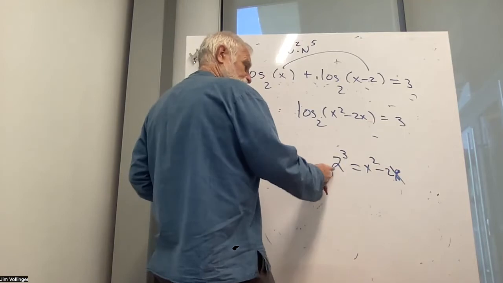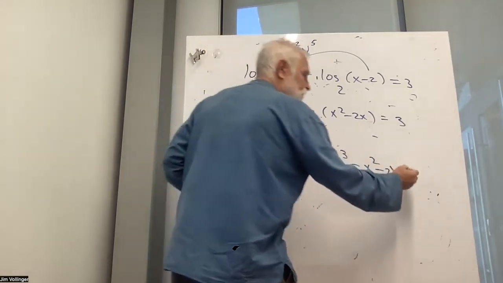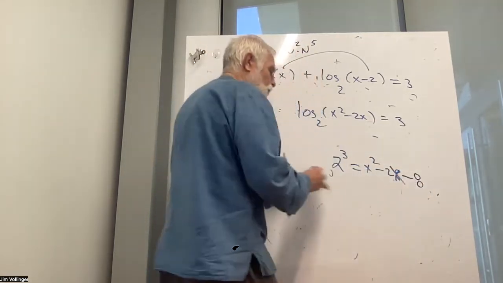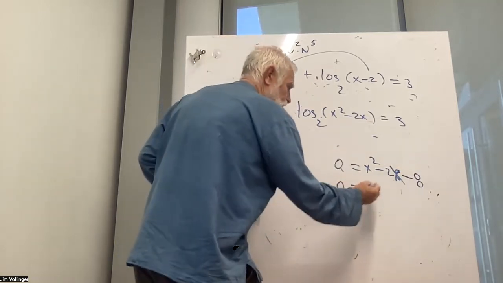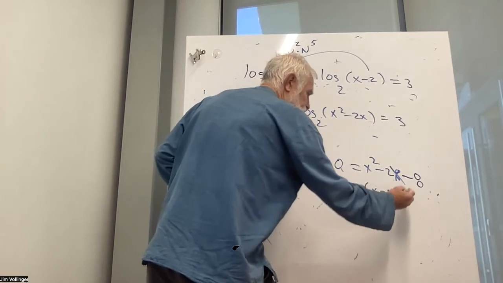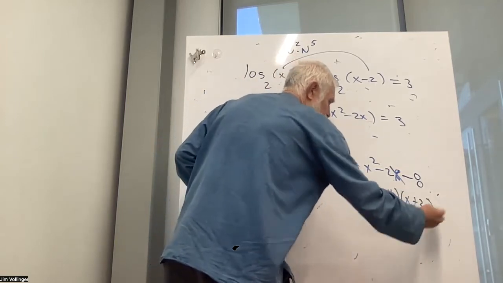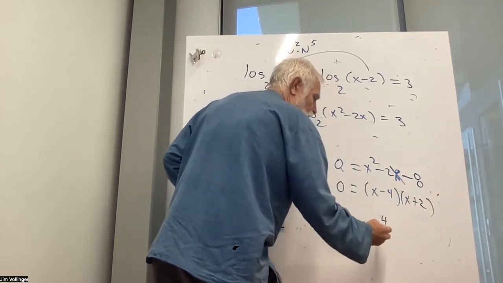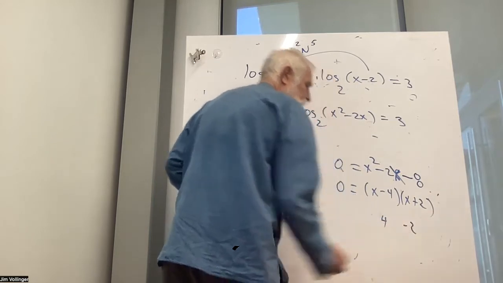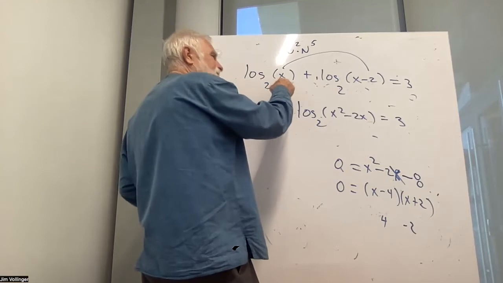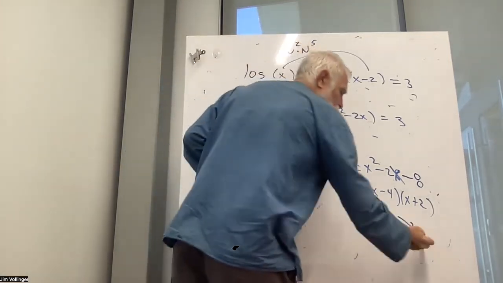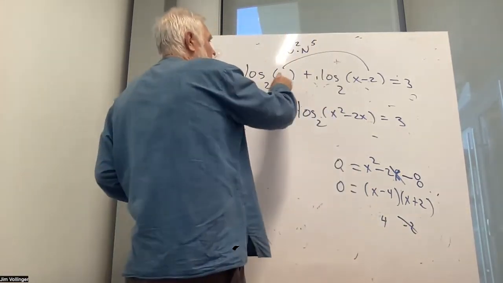We set these to 0, so I take the 8 and move it to this side, and then we hope we can factor it. And we can. 0 equals x minus 4 times x plus 2. -2 and 4 are my candidates. I can't put -2 in here. You have to log positive numbers. So this one doesn't work. Let's see if 4 does work.